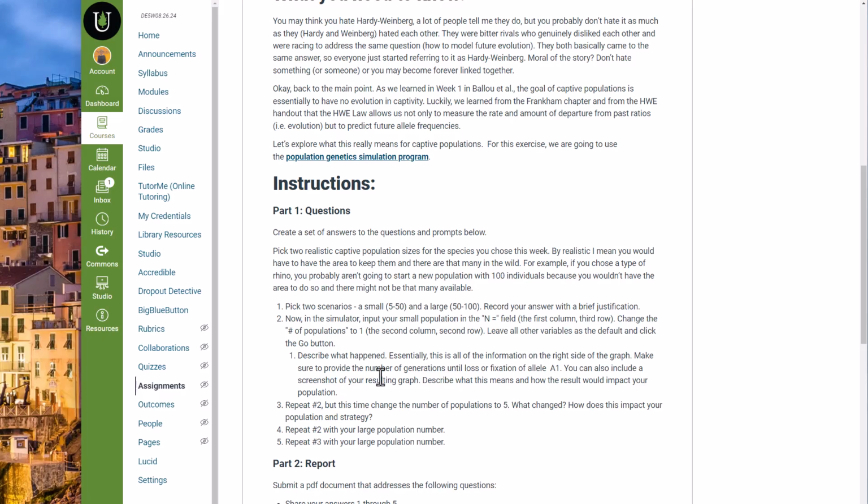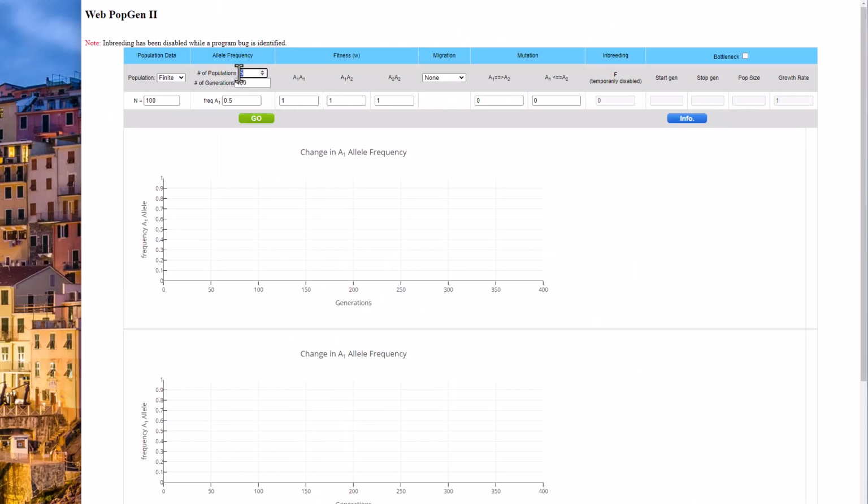It's going to ask you to describe what happened. The information that you're going to describe is going to be on the right-hand side of the graph. So let's take a look at that. It's telling us to change the number of populations to 1, leave everything else the same. We're going to say number of populations is 1. I'll just start off with the smallest one. We're going to say 5, and we're going to hit go.